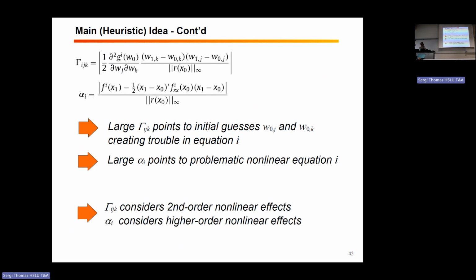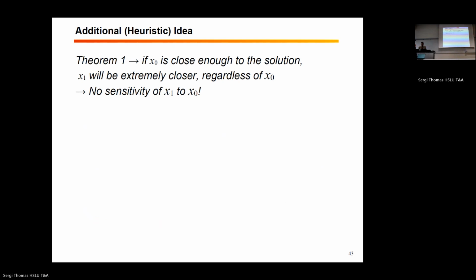It's also interesting to notice that this gamma ijk, as you see clearly, takes second order information into account. So what is really important is to take into account the curvature of f of x. And it's a combination of how much the solution is changing from the initial guess to the first iteration, but it's weighted with the curvature. And that's exactly what we were looking for. So that was one idea.